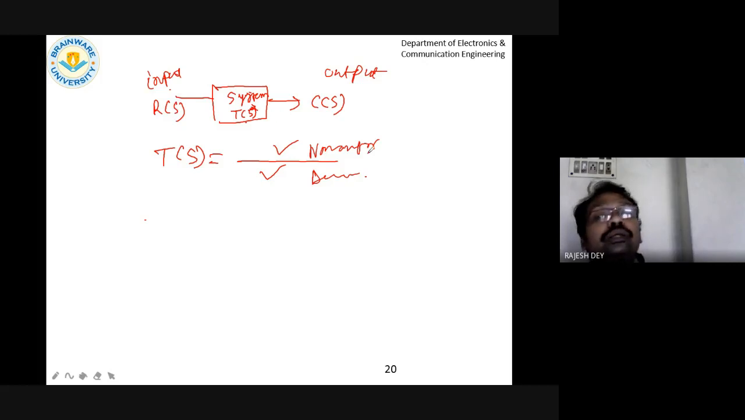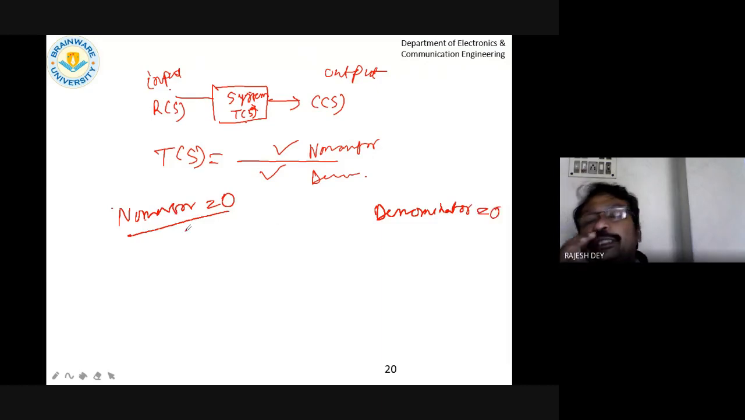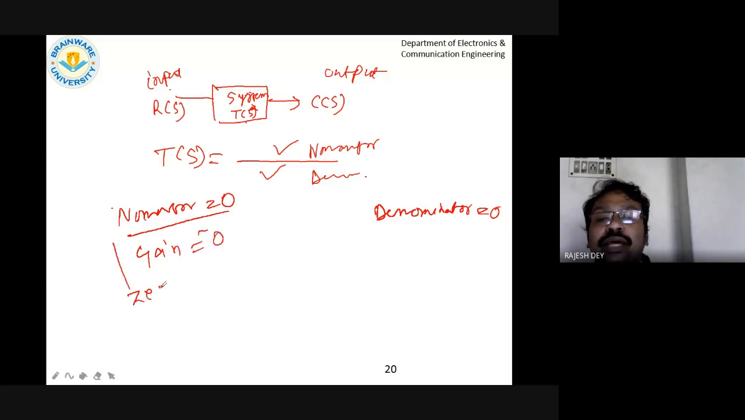So two types of equation: numerator equal to 0 and denominator equal to 0. When the numerator is 0, the transfer gain is 0. Gain 0. That is called the zero of the system.